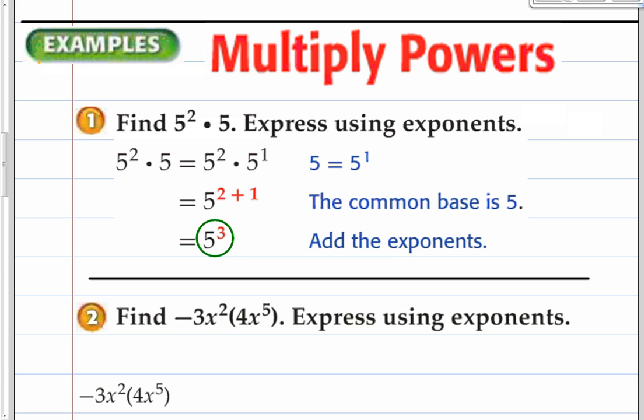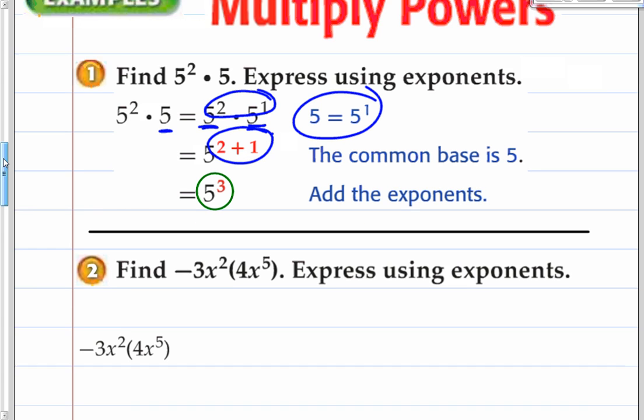Find 5 to the 2nd power times 5, expressed using exponents. First off, they're trying to show you, hey look, 5 by itself right here is the same as writing 5 to the 1st power. So, you can see it, they say it here. So, what you do is, since those are the same base, add the exponents, the 2 and the 1. That's what they're doing right there. And when you do that, you have 5 to the 3rd power. Take a look at the second one.